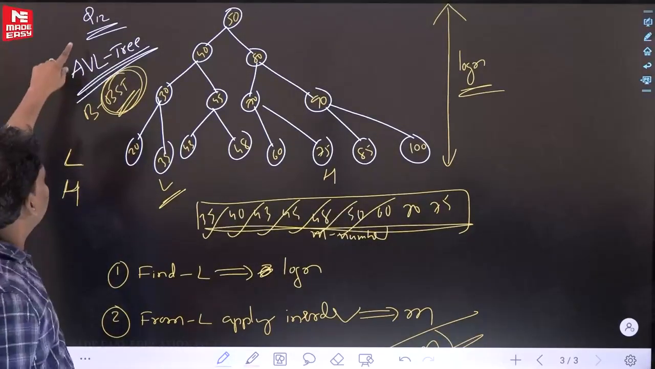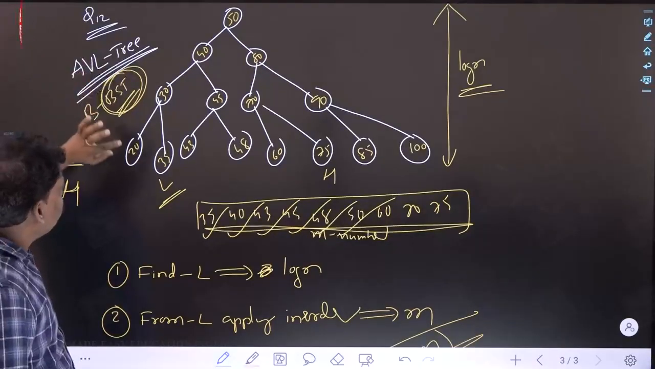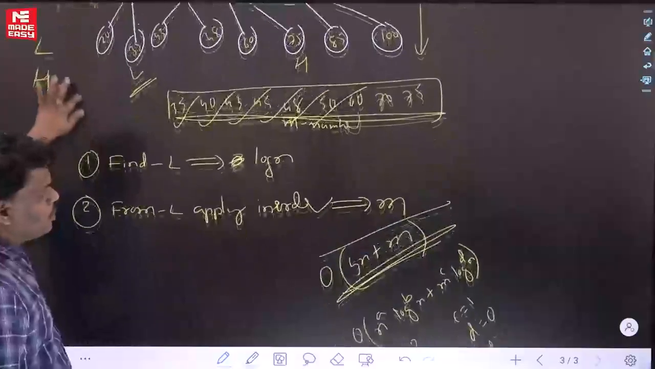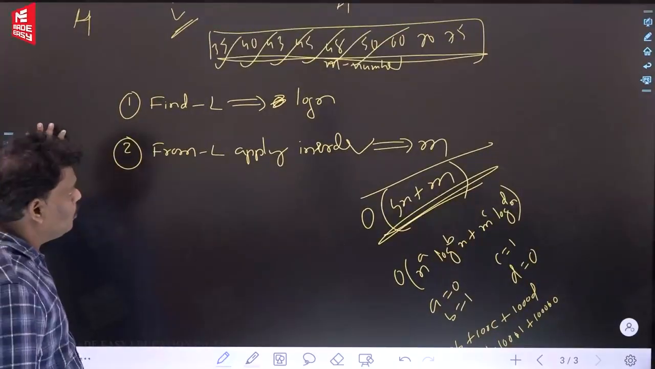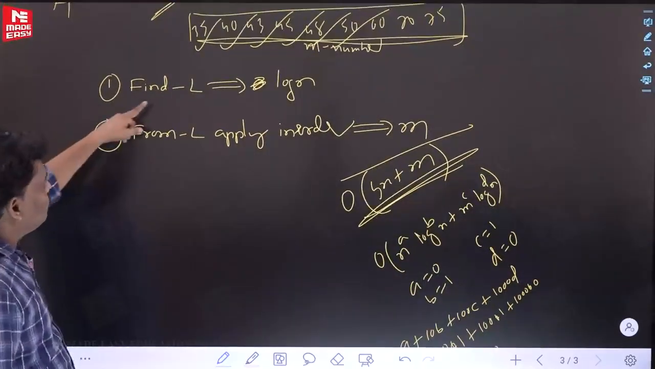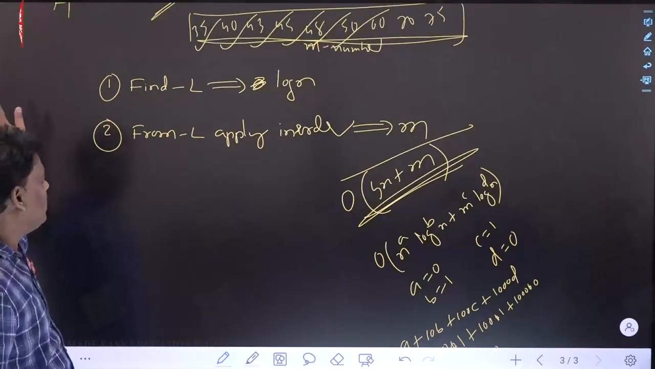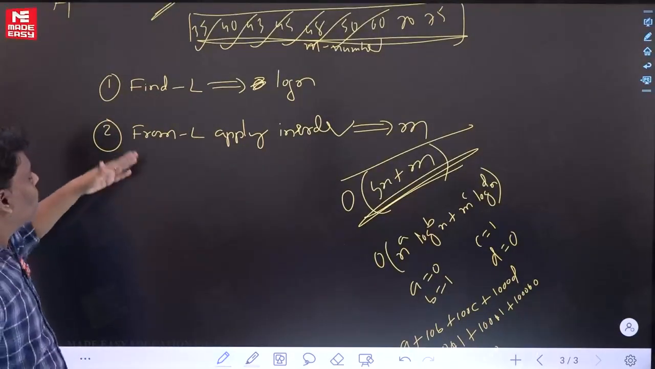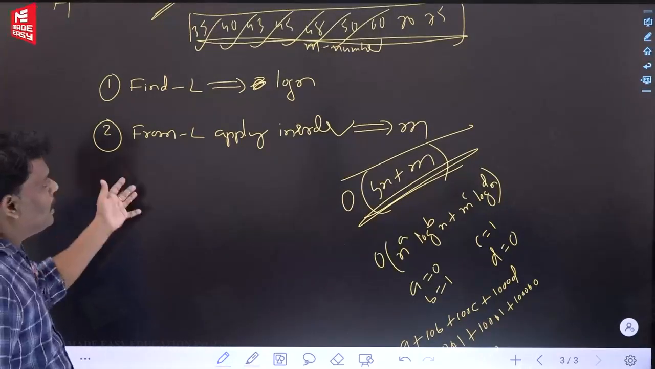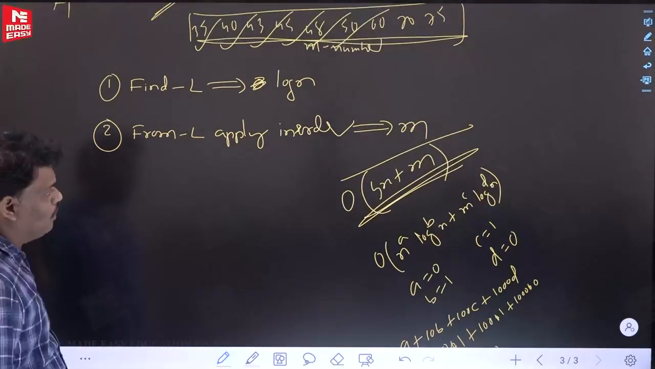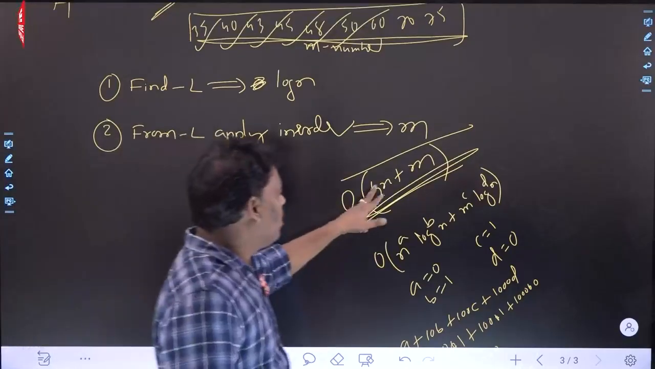This question number is 12, and it belongs to AVL trees. The answer of this problem is finally 110. It is a numerical problem. What is the first step? Find L using the AVL tree property. Worst case is log n. Afterwards, from L, apply in-order, which will take M time, because from L, only M elements you are printing. So the final time complexity is going to be log n plus M.